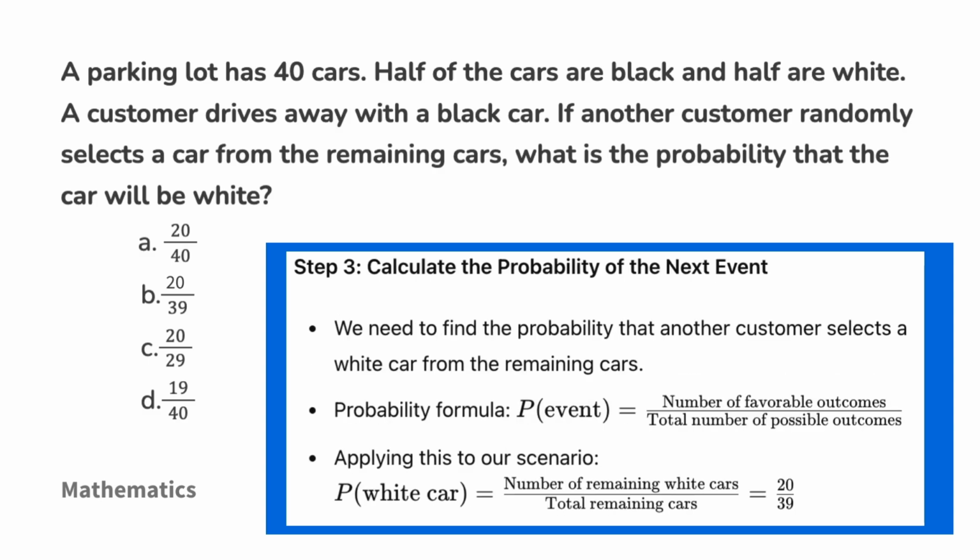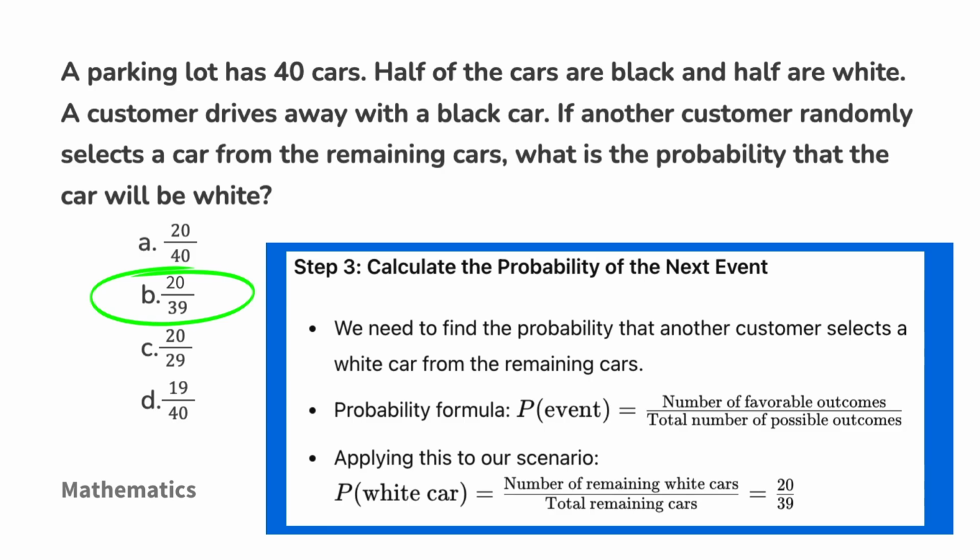So for our next step, we want to calculate the probability of the next event by finding the probability that another customer selects a white car from the remaining cars. So keep this formula in mind. The probability of an event equals the number of favorable outcomes divided by the total number of possible outcomes, which here, the total is 39, as we just discussed. So for this case, this comes out to be 20 over 39. Is that what you got too?